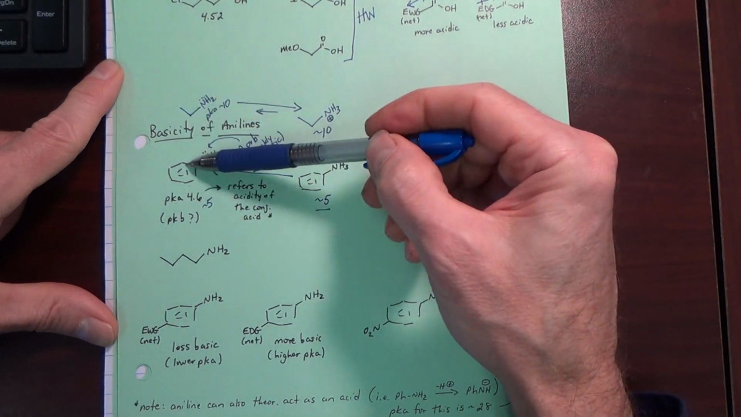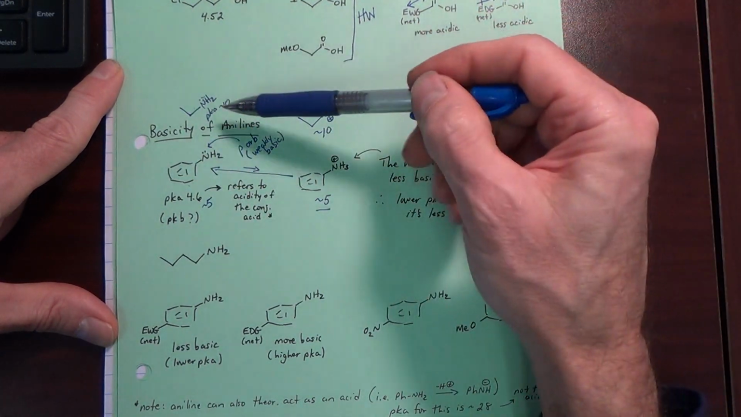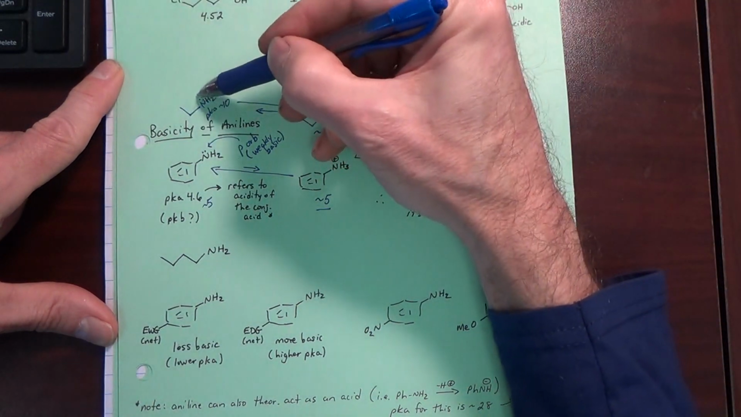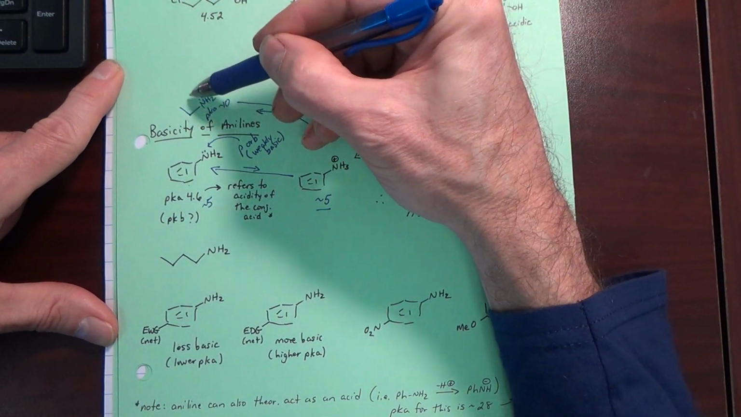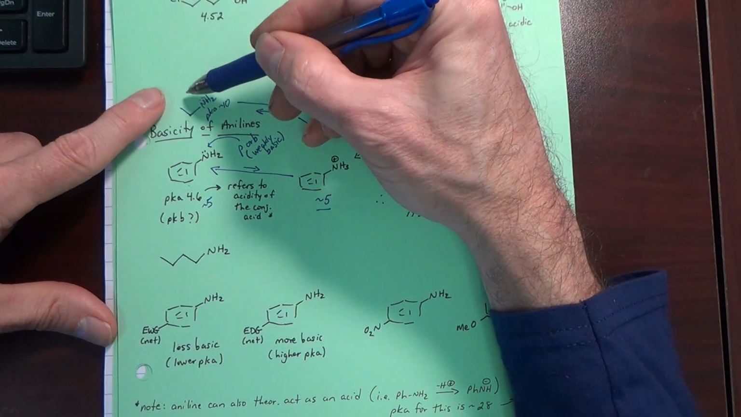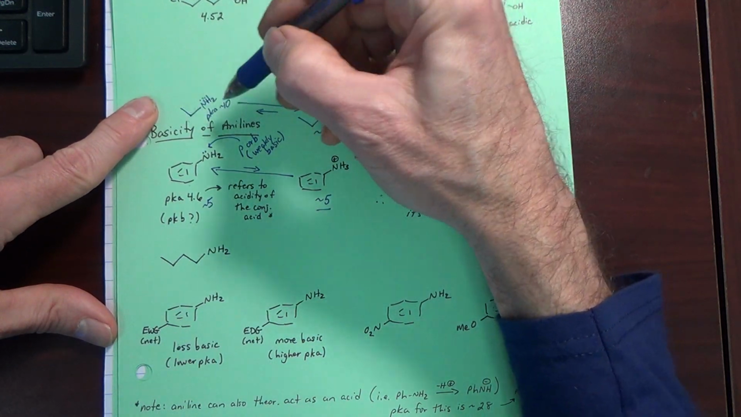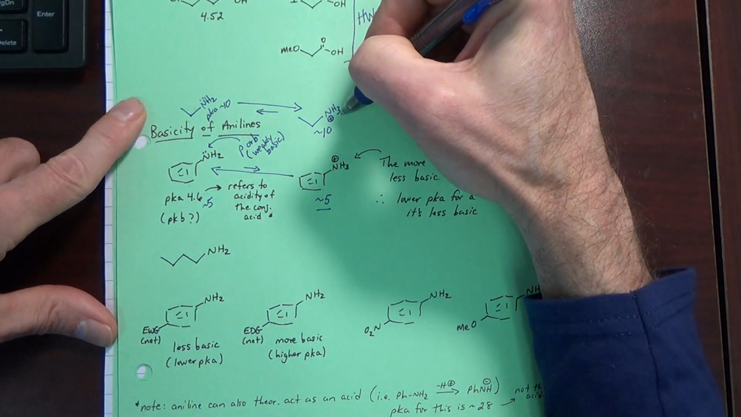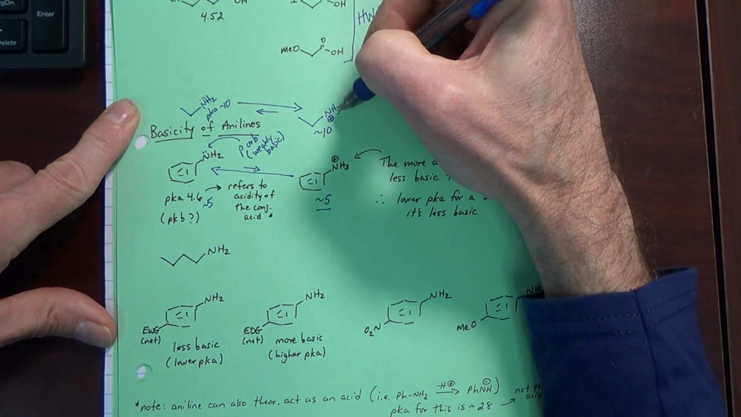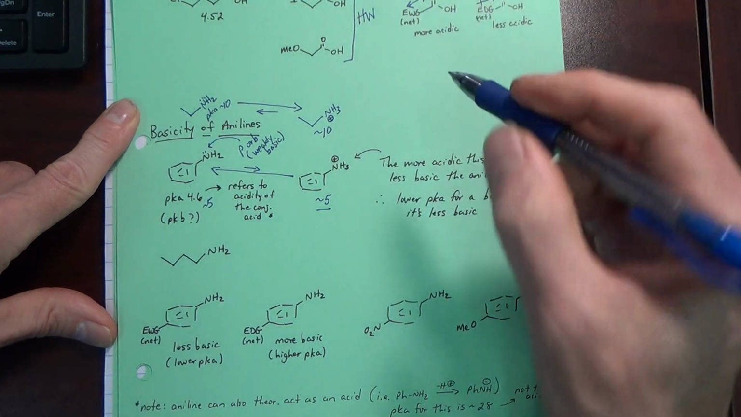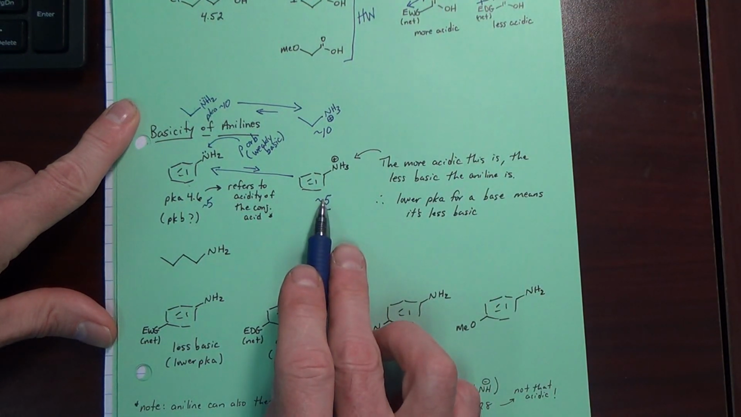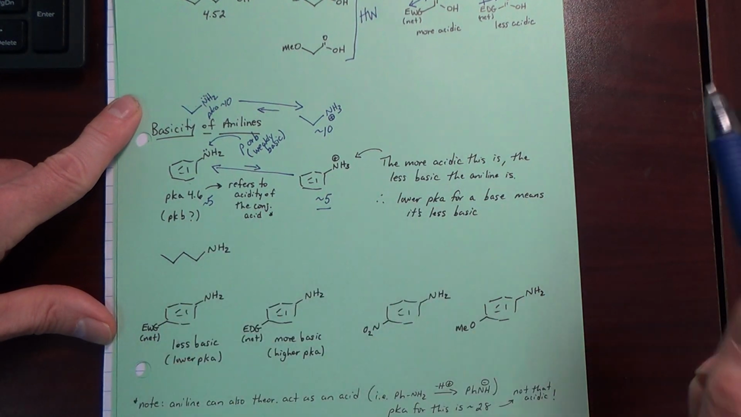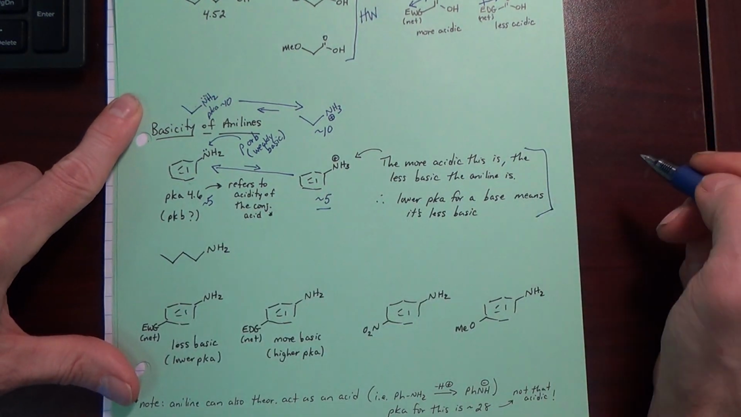Well, which one of these is more basic? Which one wants to come to the right more? Well, this one up here. We know that from structure because it's a non-delocalized lone pair. It should be more basic. It's more willing and it wants to exist more towards the right. Okay. The more acidic this is, the less basic the aniline is. That's pretty much what we just said. Okay. Need to get these numbers straight.